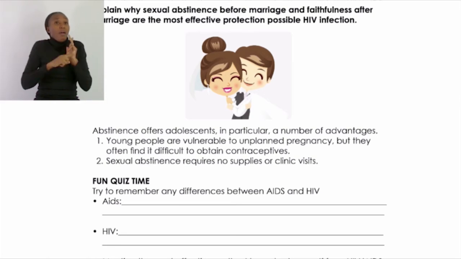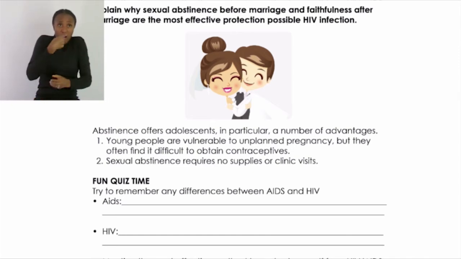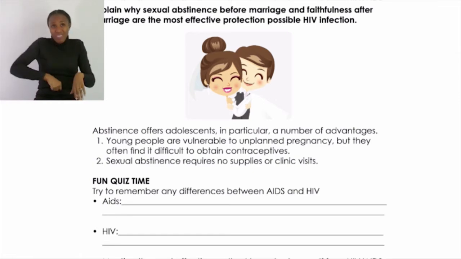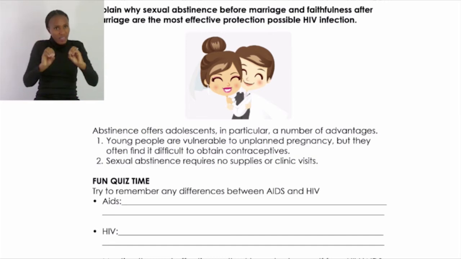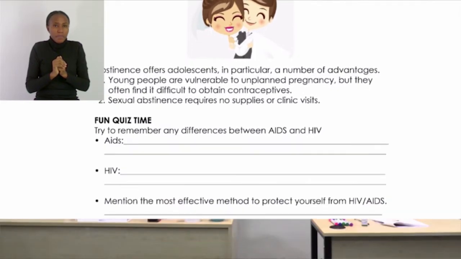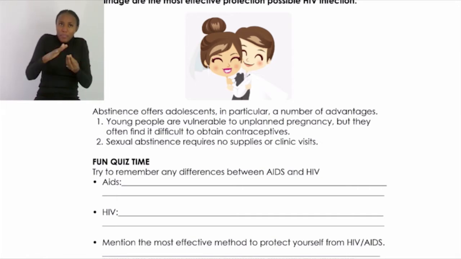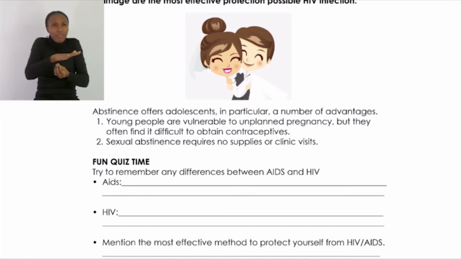It also saves you time and energy to go to the hospital to look for contraceptives, and it also prevents you from getting other sexually transmitted diseases. Sexual abstinence requires no supply or clinic visits. Being faithful to your partner in marriage means that you are saving your family from getting HIV and AIDS, and you are also saving other families from getting HIV and AIDS.